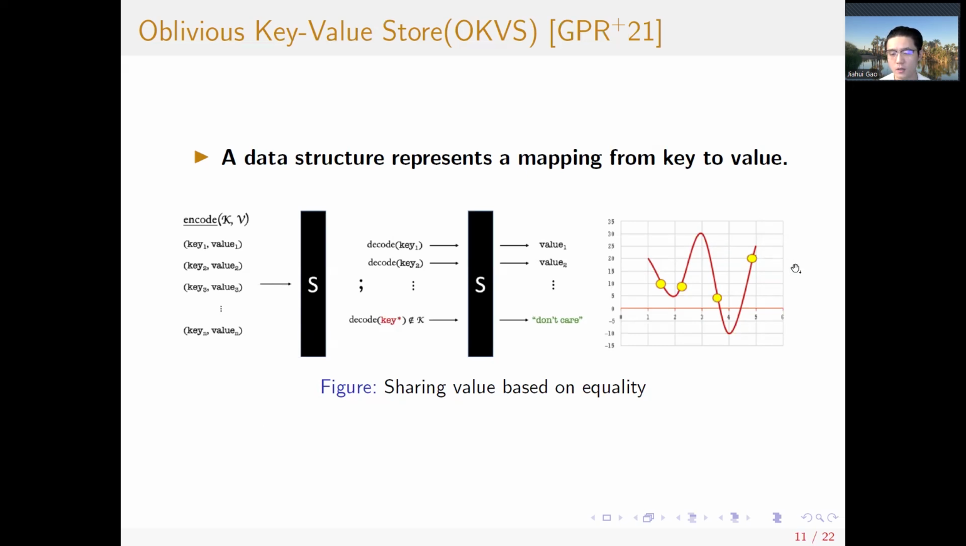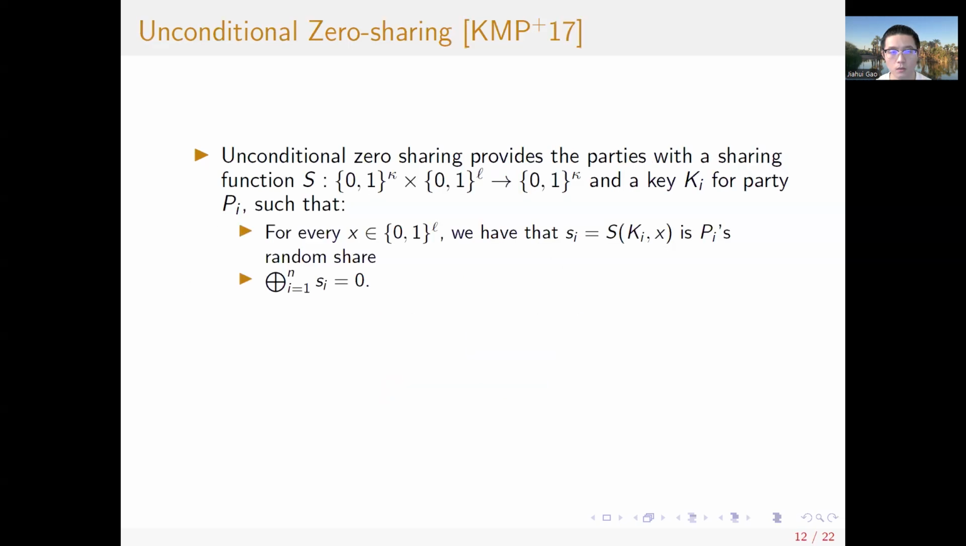The simplest construction for OKVS is a random polynomial. The unconditional zero sharing is a multi-party protocol where all the parties agree on the sharing function S, and each party Pi learns a key Ki. So for an input value X, the party Pi can compute a random share for X as S(Ki, X). If this X is the same for all the parties, then the shares will XOR to 0.